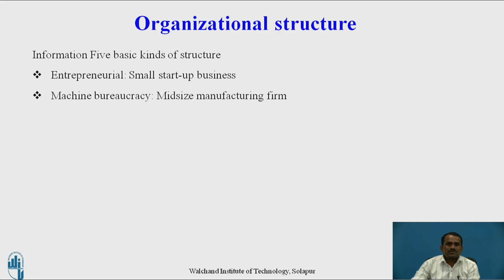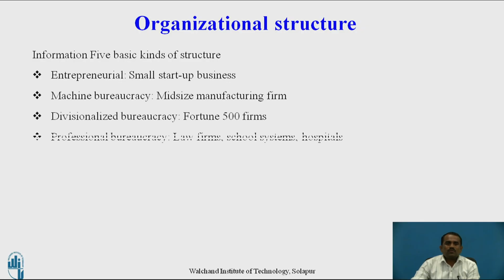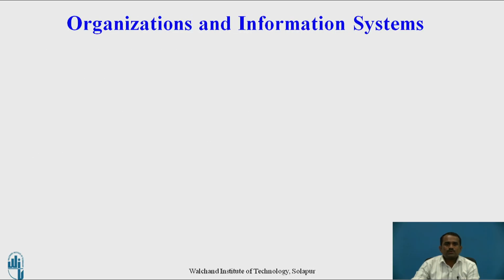So organization structure: there are a total of 5 kinds of structure we have to consider. Information systems can contain 5 basic kinds of structures. The first is entrepreneurial, which covers small startup businesses. Machine bureaucracy covers mid-size manufacturing firms. Divisionalized bureaucracy is seen in Fortune 500 firms. Professional bureaucracy covers law firms, school systems, and hospitals. And adhocracy covers consulting firms. So these are the 5 basic structures we use in business.